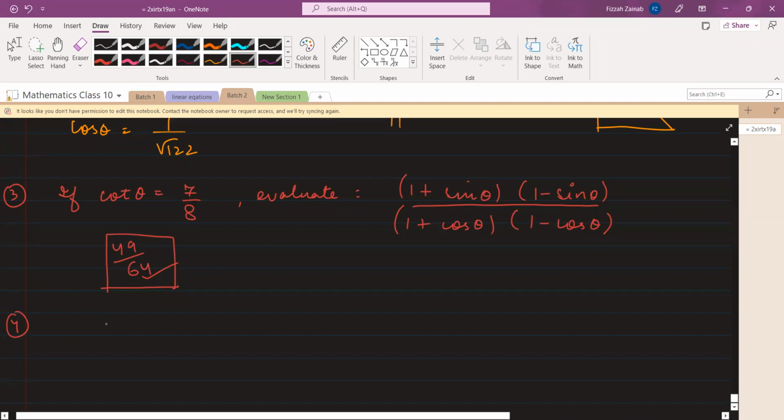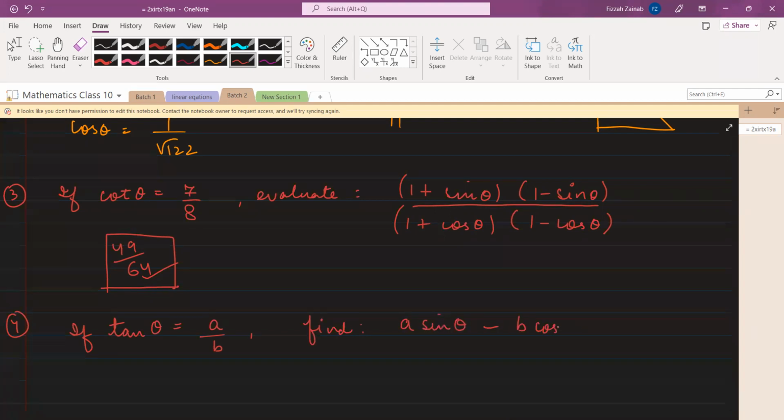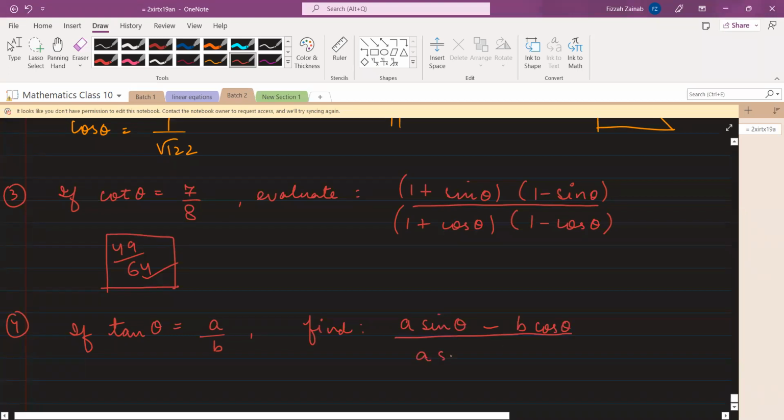Let's do the next one. Okay, now if tan theta is equal to A upon B, find A sine theta minus B cos theta divided by A sine theta plus B cos theta. Now please do it.